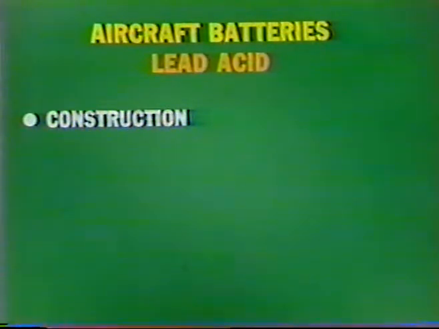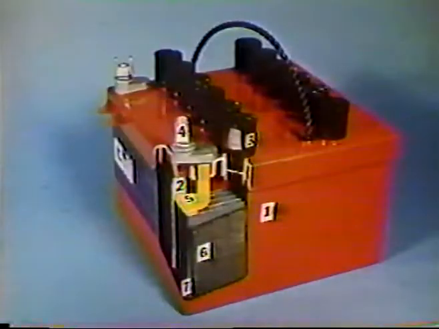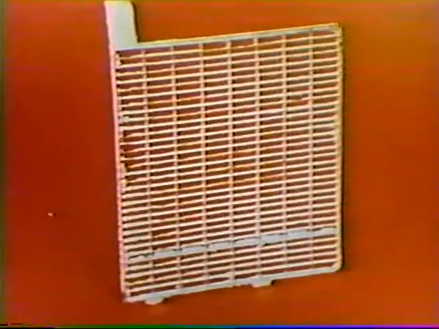The lead-acid battery construction. The basic aircraft lead-acid battery consists of these components. 1. The case. 2. The case partitions. 3. The vents. 4. The terminals. 5. The grid and tabs. 6. The positive and negative plates. 7. The plate separators. The grid is an alloy of lead and antimony cast into a framework to hold the active elements of the battery.